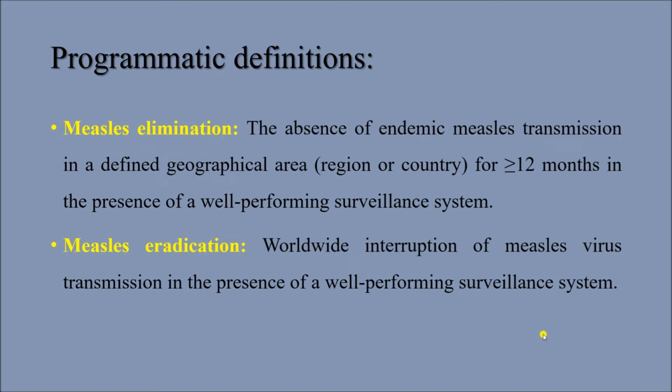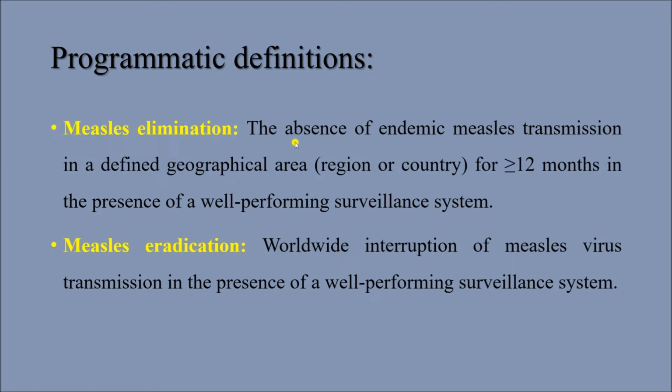Now, a few programmatic definitions in the context of measles. The first one is measles elimination, which is the absence of endemic measles transmission in a defined geographical area, which can be a region or even a country, for 12 months or more in the presence of a well-performing surveillance system. So, first of all, we need to have a well-performing surveillance system which will be able to detect any transmission in the defined geographical area, if any. Now, if such a surveillance system cannot detect any transmission because there is no transmission for a period not less than 1 year, so it says 12 months or more, then we can say that geographical area has eliminated measles.